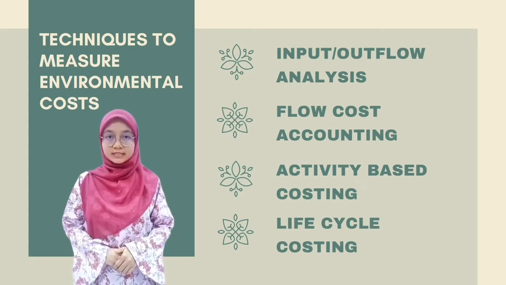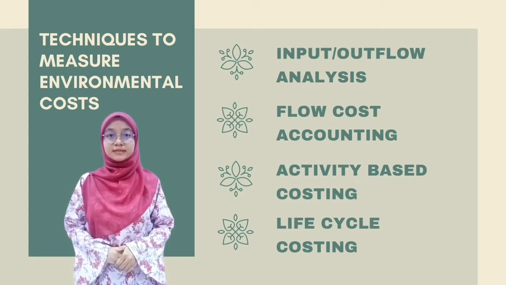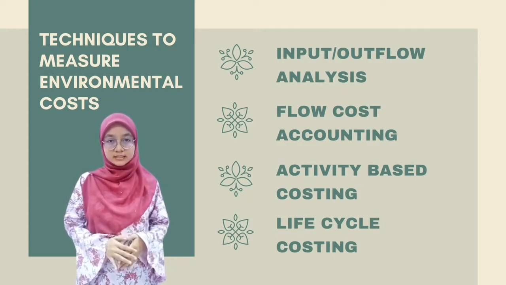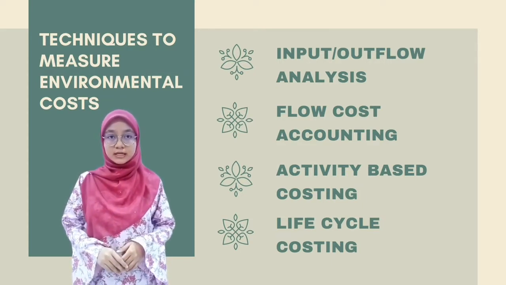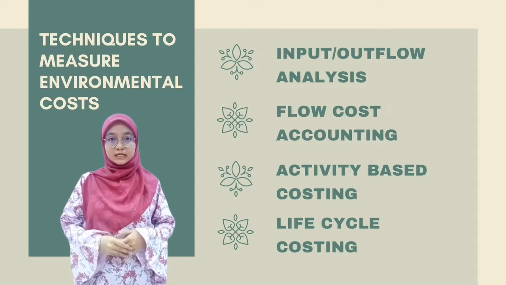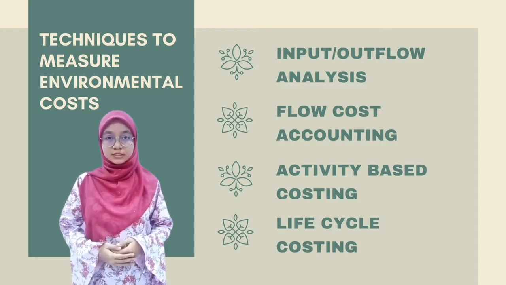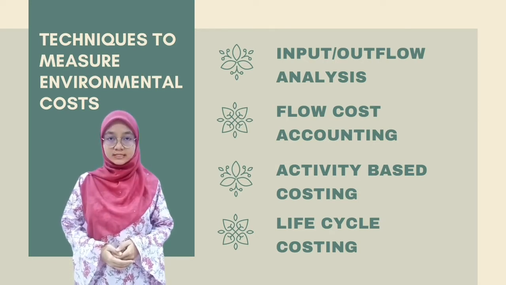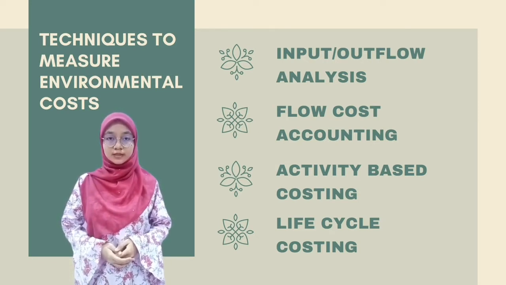The third technique is activity-based costing, or ABC. ABC is a process of calculating the cost of products that accounts for indirect costs. The goal of ABC is to assign specific resources to objects. It specifically identifies the activities that cause production costs to increase.